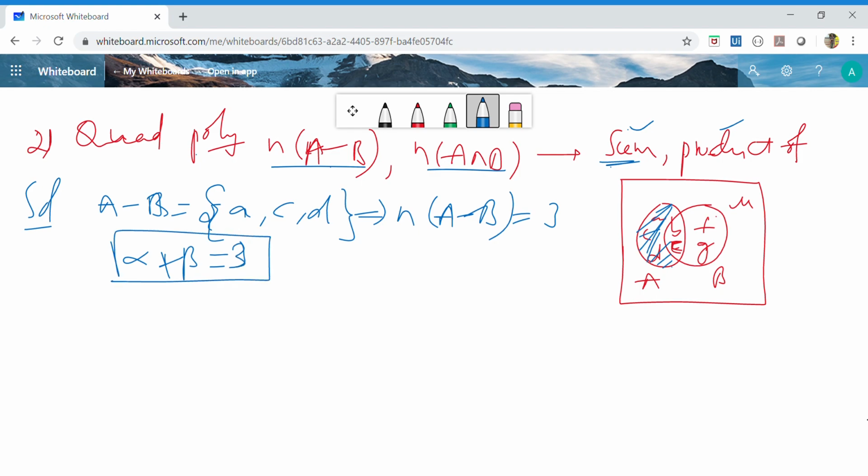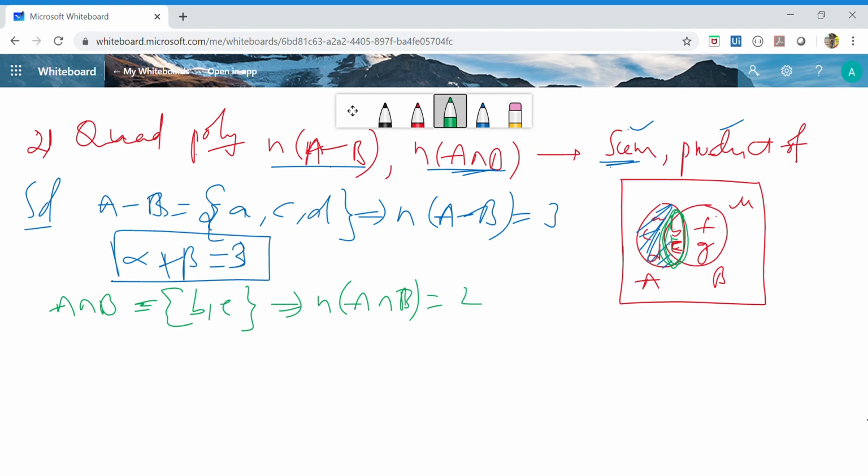Next, what you have to find out? A intersection B. A intersection B is nothing but B and E. These dotted lines, intersection part, this is a common part, joint part. So A intersection B is equal to B comma E. And N of A intersection B becomes number of elements in A intersection B is 2. So 2 becomes the product of the roots. So alpha into beta is equal to 2.